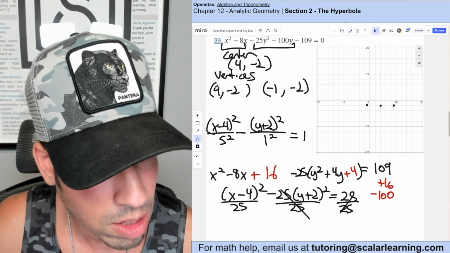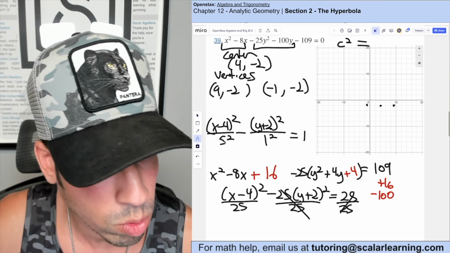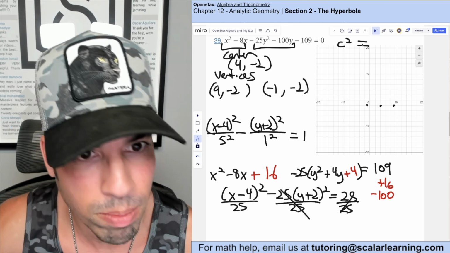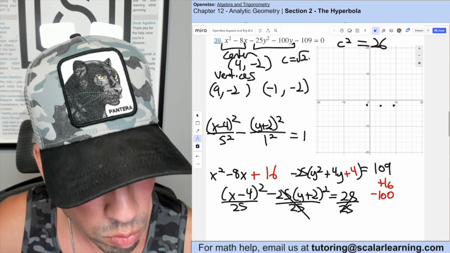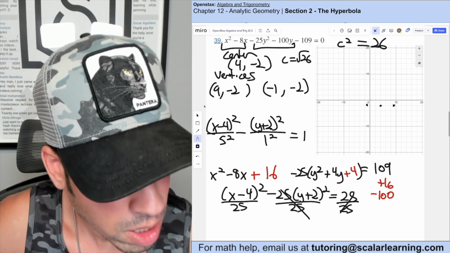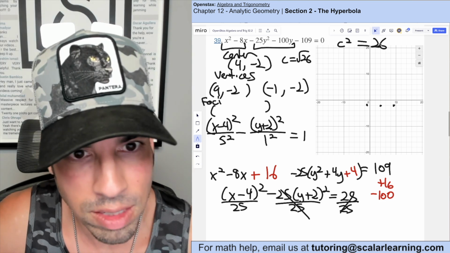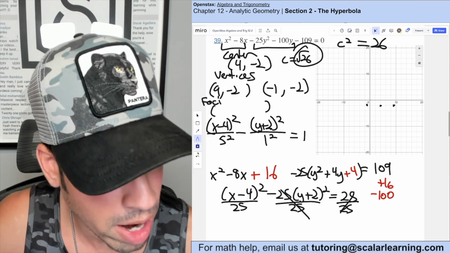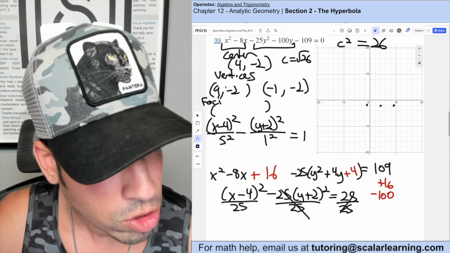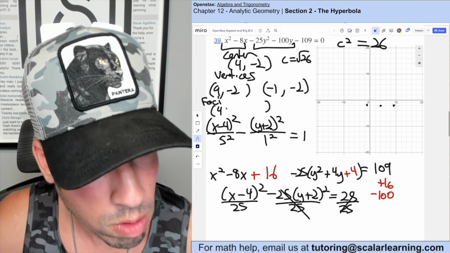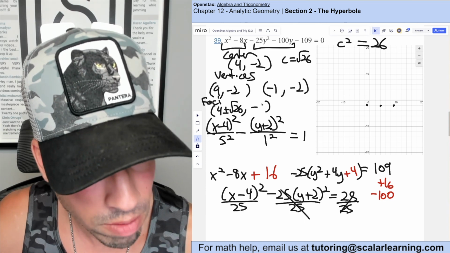There are my vertices. And now let's get the foci. Let's see if we can get some room here. We need to get my c squared equals this plus this. That's 25 plus 1, which is 26, which means c equals the square root of 26. So to get the foci, we don't have a lot of room here, but I can fit it in right here. Again, we're adding that c value, which is the square root of 26. We're adding it to the x values, because once again, this is going left and right. So that is going to be from the center: 4 plus or minus rad 26, comma, and then we have the same y value, -2.